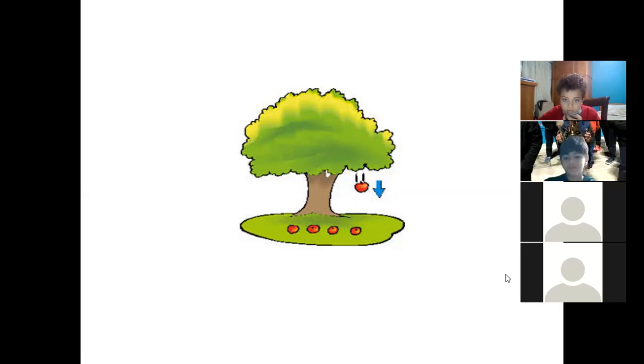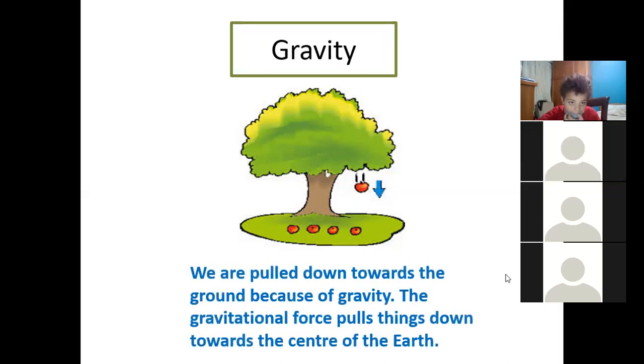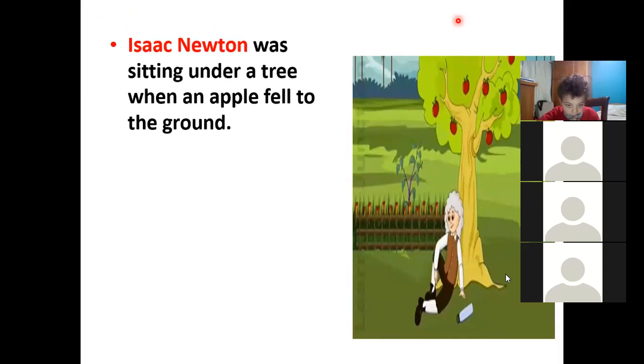Gravity is a pull force. Yes, gravity is a pulling force because it's pulling us towards the center of the earth, or pulling us to the ground in order to stay on the ground. Now, in order to find out how gravity works, I think all of you have heard about this story before.